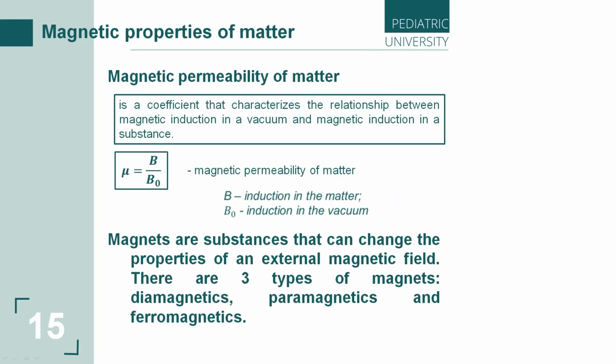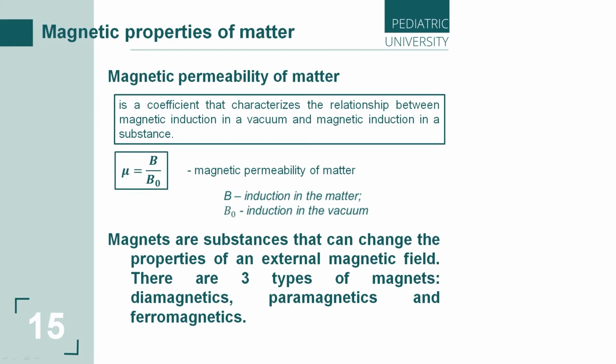Now, after that, let's move on to discussing the magnetic properties of matter. We know that in our world there are many different substances that are magnets, and there are substances that don't have magnetic properties. There is a special physical quantity which describes the unequal magnetic properties of matter.